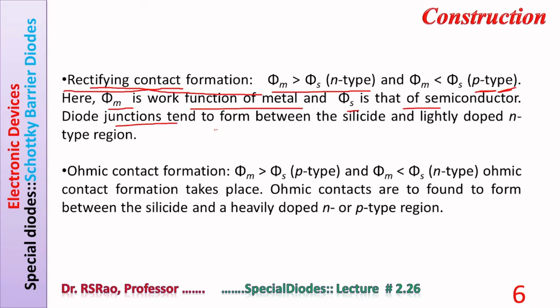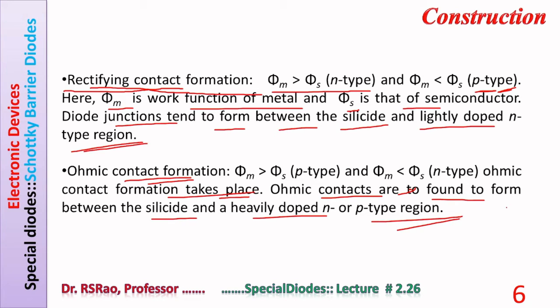Diode junctions tend to form between the silicide and a lightly doped N-type region. Ohmic contact formation: when phi m is more than phi s for P-type and phi m is less than phi s for N-type, ohmic contact formation takes place. Ohmic contacts are found to form between silicide and a heavily doped N or P-type region. Here, some information is being given regarding the formation of rectifying contacts and ohmic contacts.